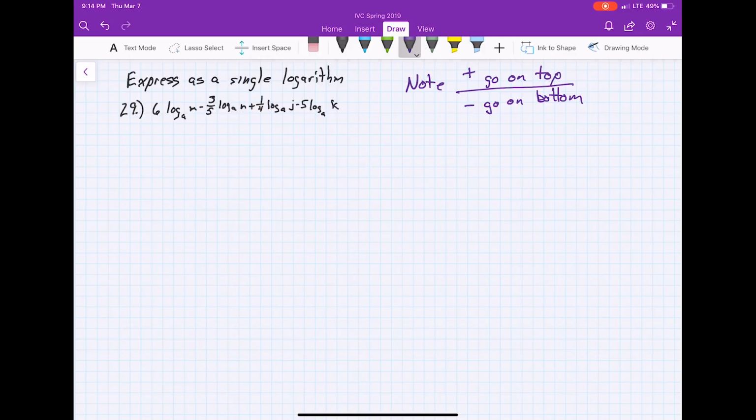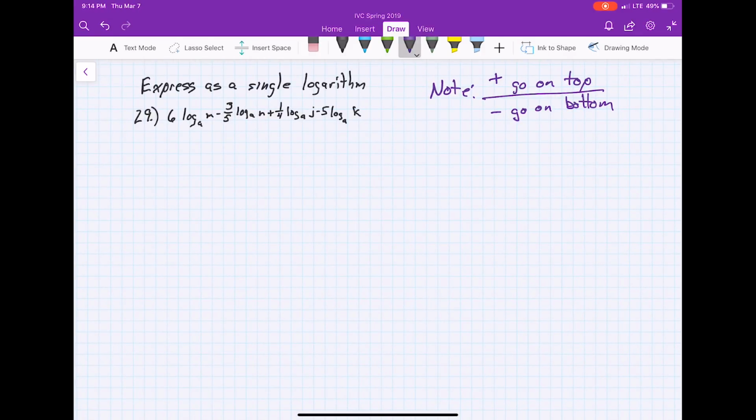So make this look like a fraction. Just as a reminder, that's how this is going to work. Remember, this 6 out in front is actually the exponent of m. Notice also we all have the same bases here, the a, but this 6 is the exponent of m, the negative 3/5 is the exponent of the n, the 1/4 is the exponent of the j, and the negative 5 is the exponent of the k.